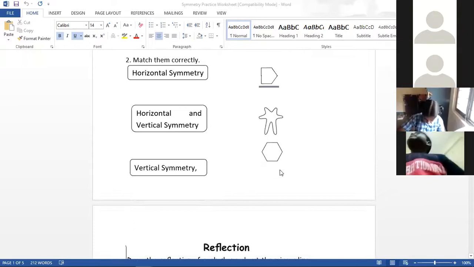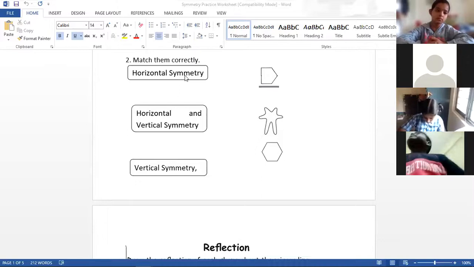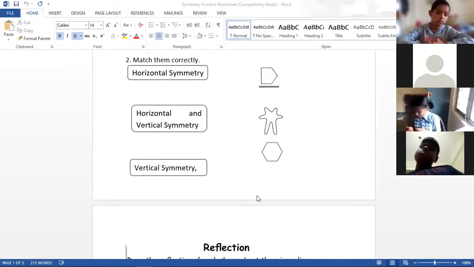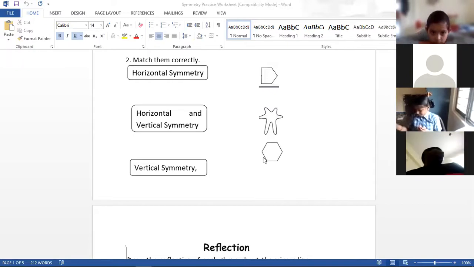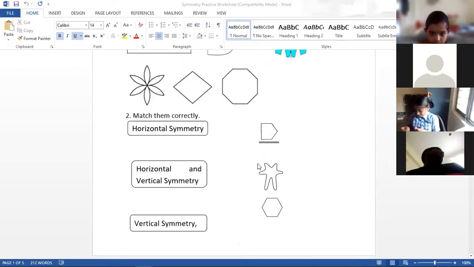Here, match the following. This is match the following. Out of these 3 figures, which is having only horizontal symmetry, which is having horizontal and vertical symmetry, and which is having only vertical symmetry. Second one, sir.